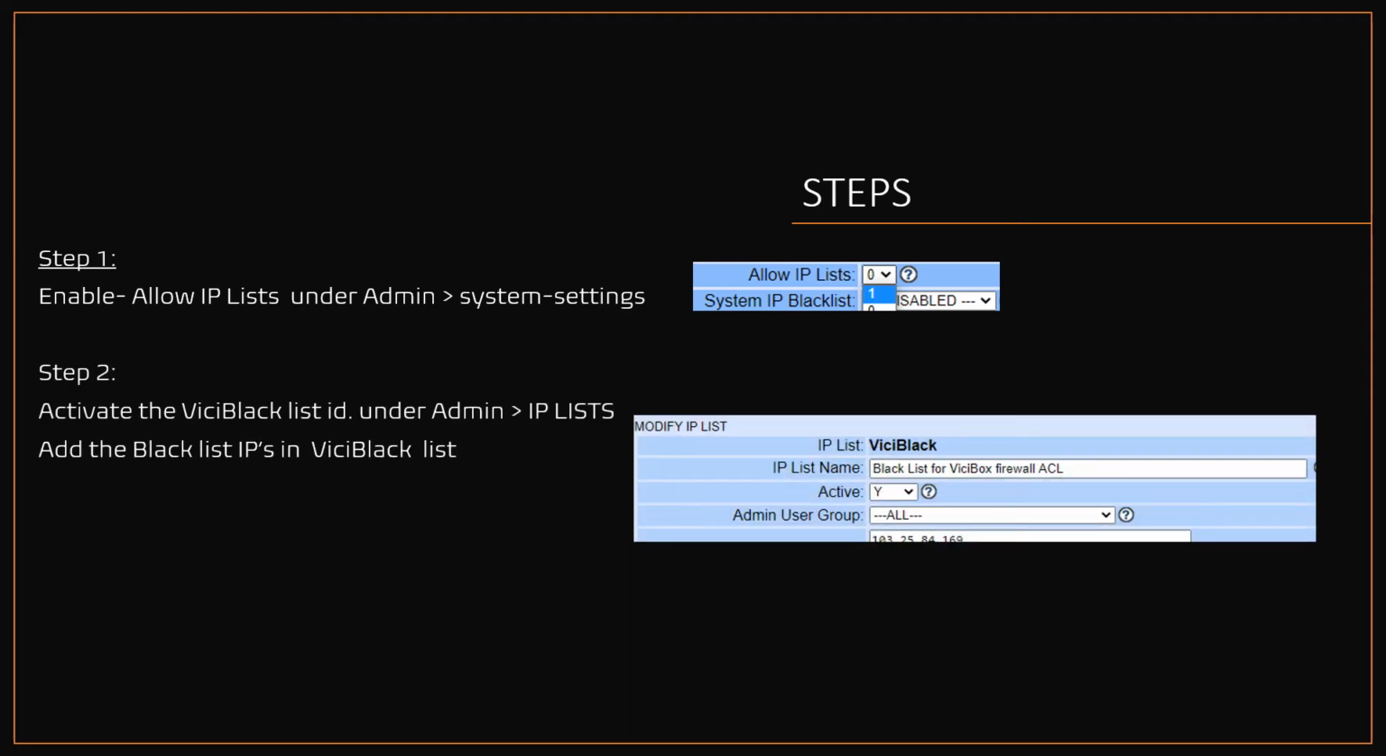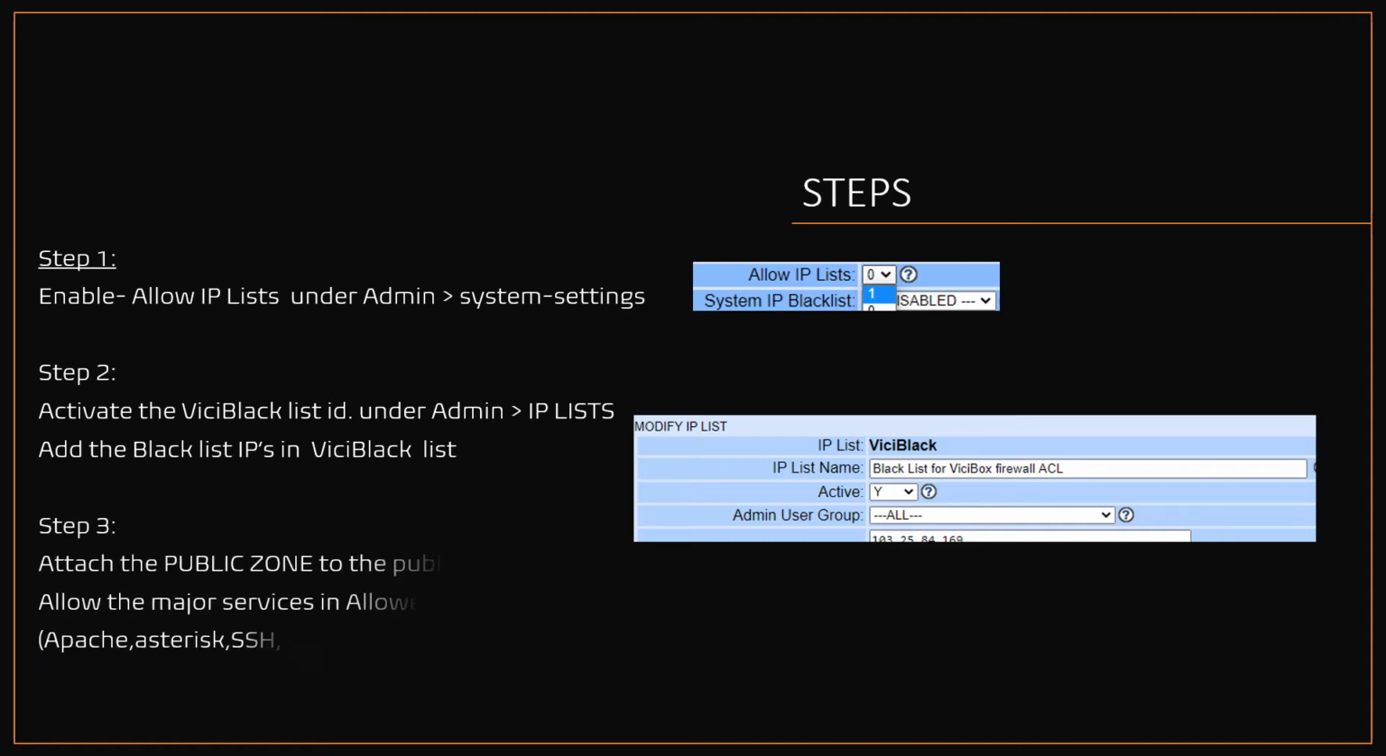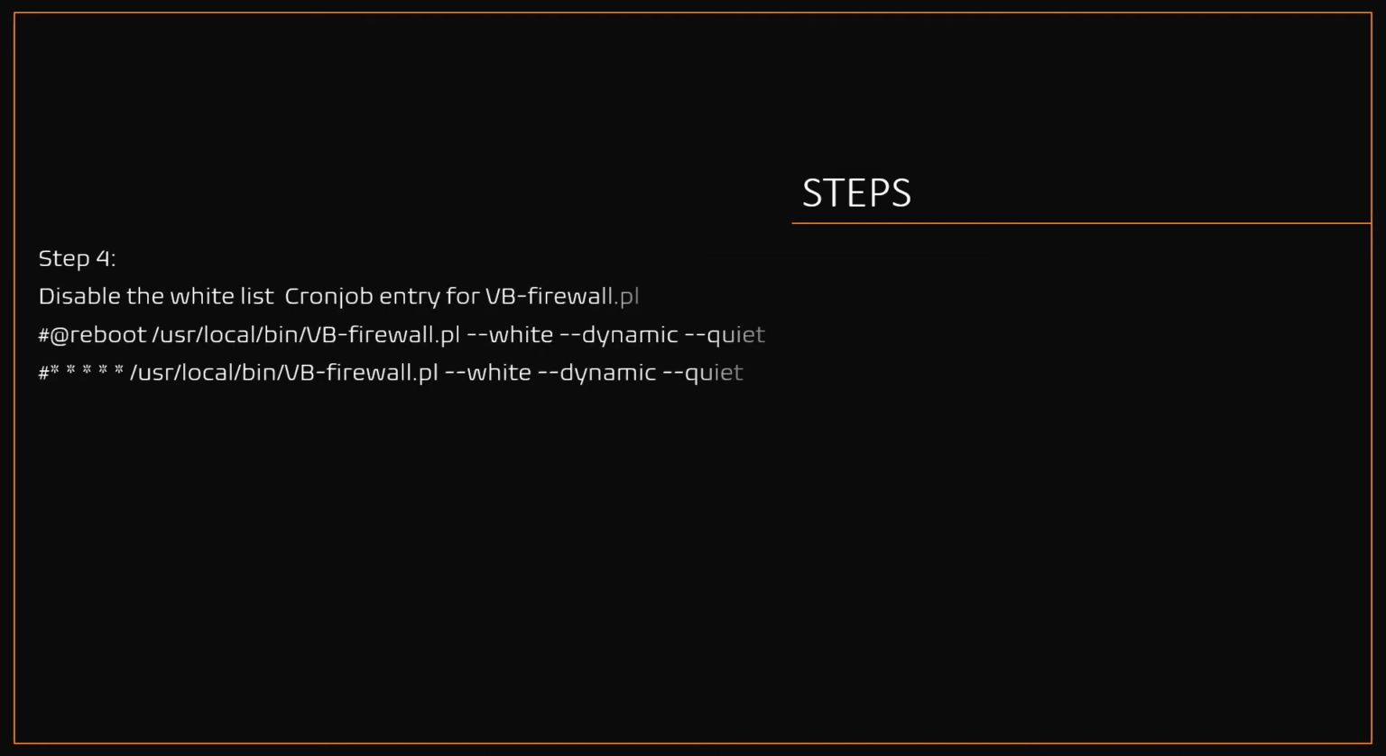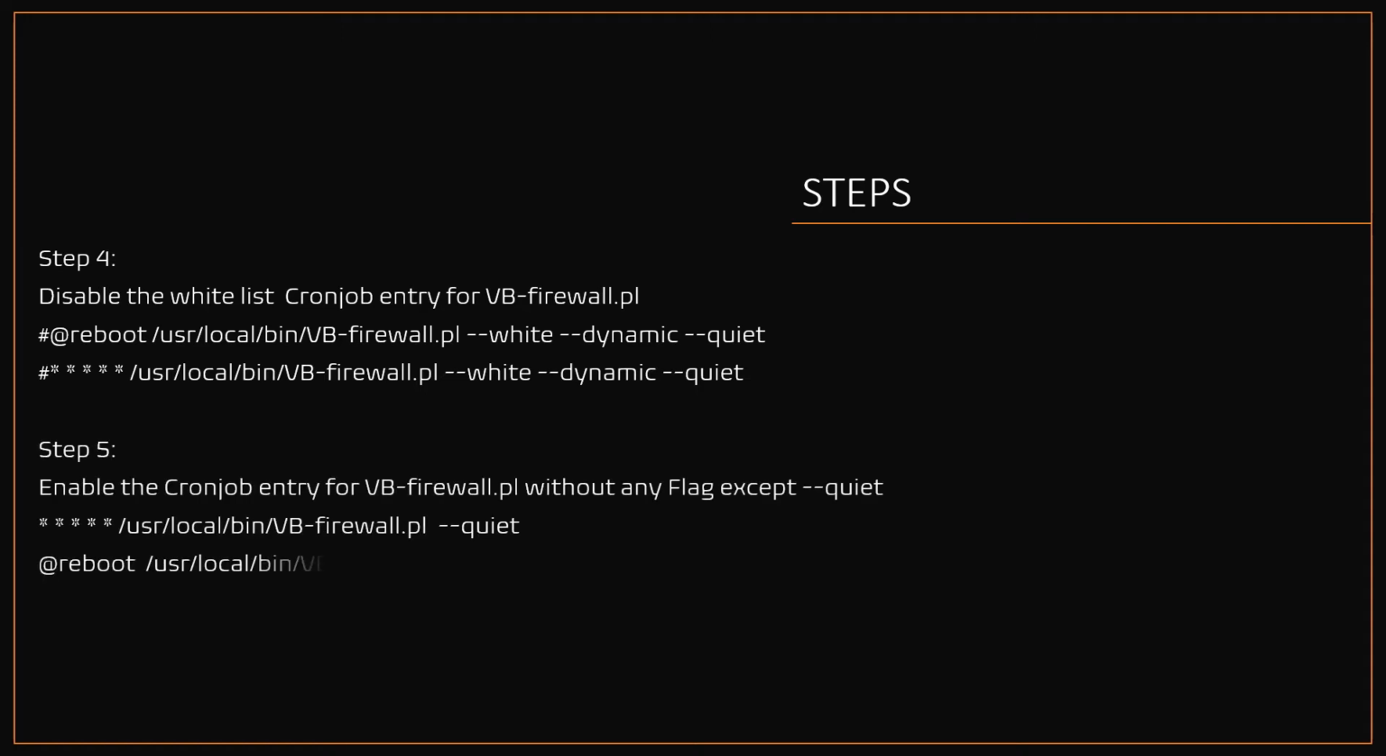Step 2. Activate the VC blacklist, and add the blacklisted IPs. Step 3. Attach the public zone to the public interface, and allow the major services in the allowed service list. Step 4. Disable all the Vicibox firewall cronjob entries by typing # in front. Step 5. Add a new Vicibox firewall cronjob entry without any flag, except the quiet flag. This will activate the blacklist firewall protection.